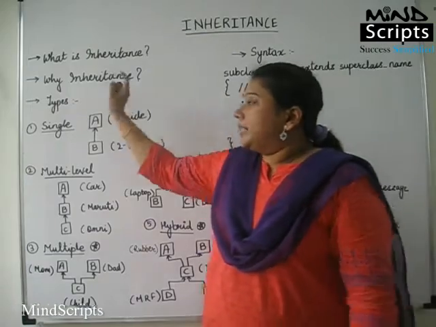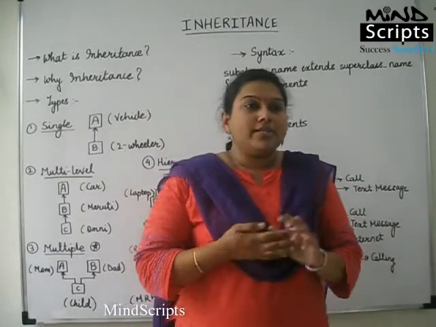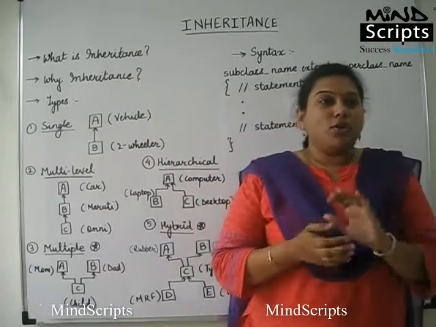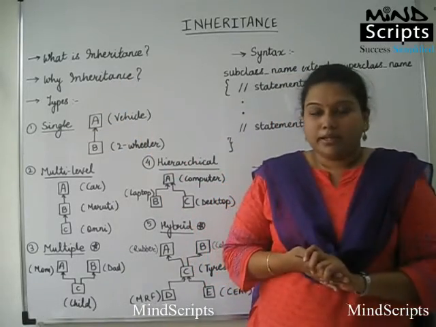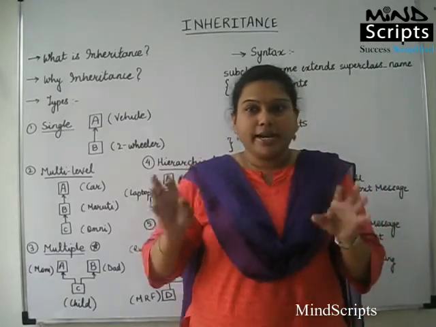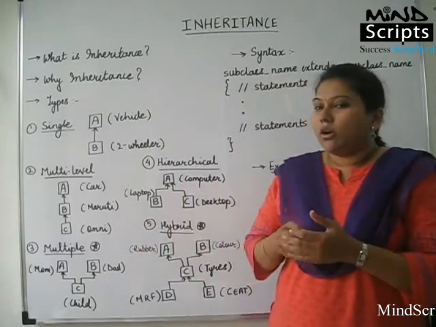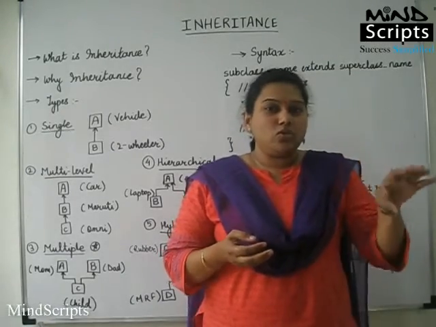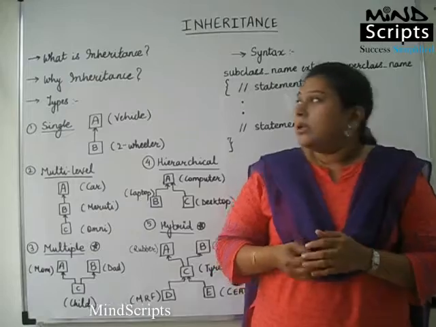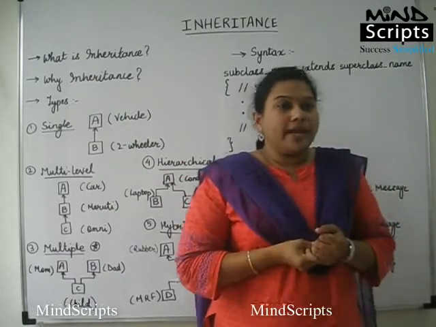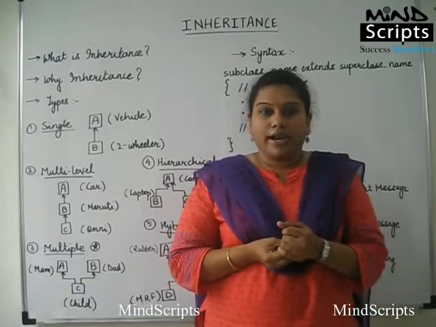Now, the second thing is why inheritance. What is the exact use of inheritance? The basic and very important use is reusability. If a particular implementation is already done, instead of writing the same code again and again, we can reuse the already existing thing. That is the important use of inheritance. Another use of inheritance is overriding.